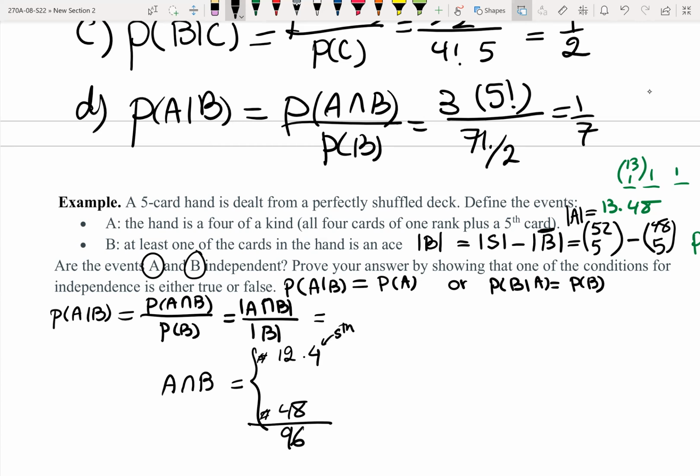So that's either of these two, right? Either the top happens or the bottom happens. So that's why it's addition.